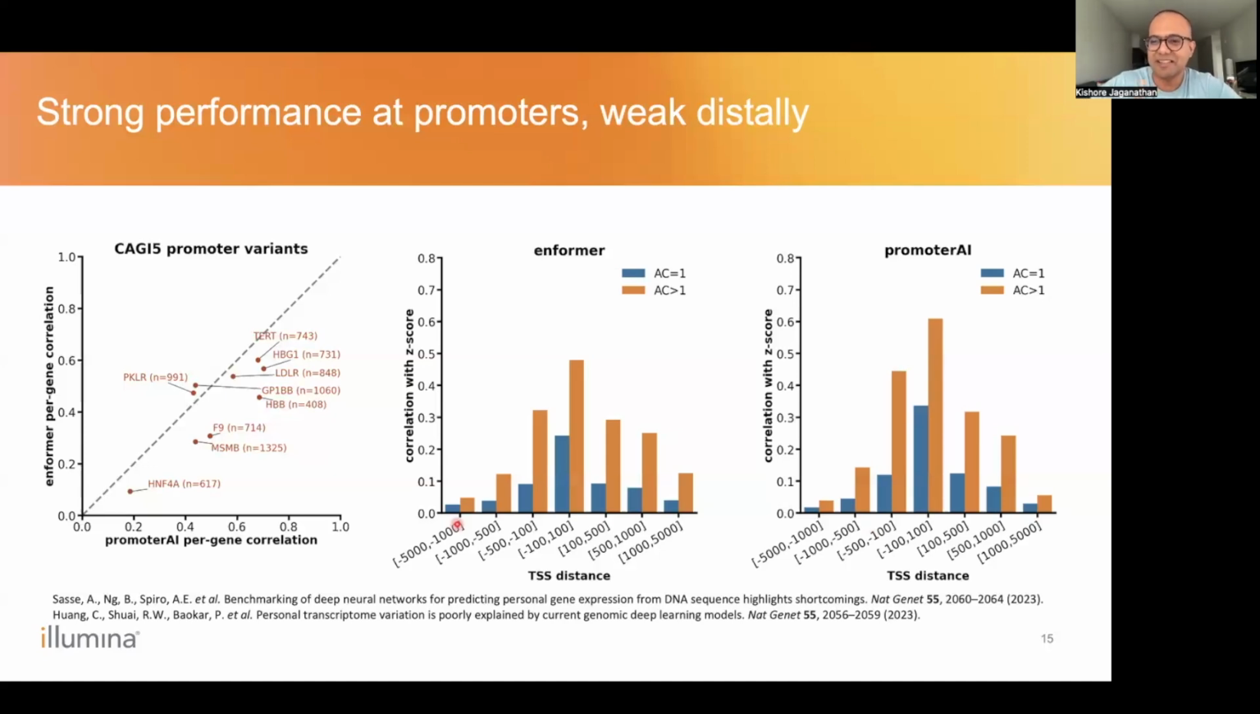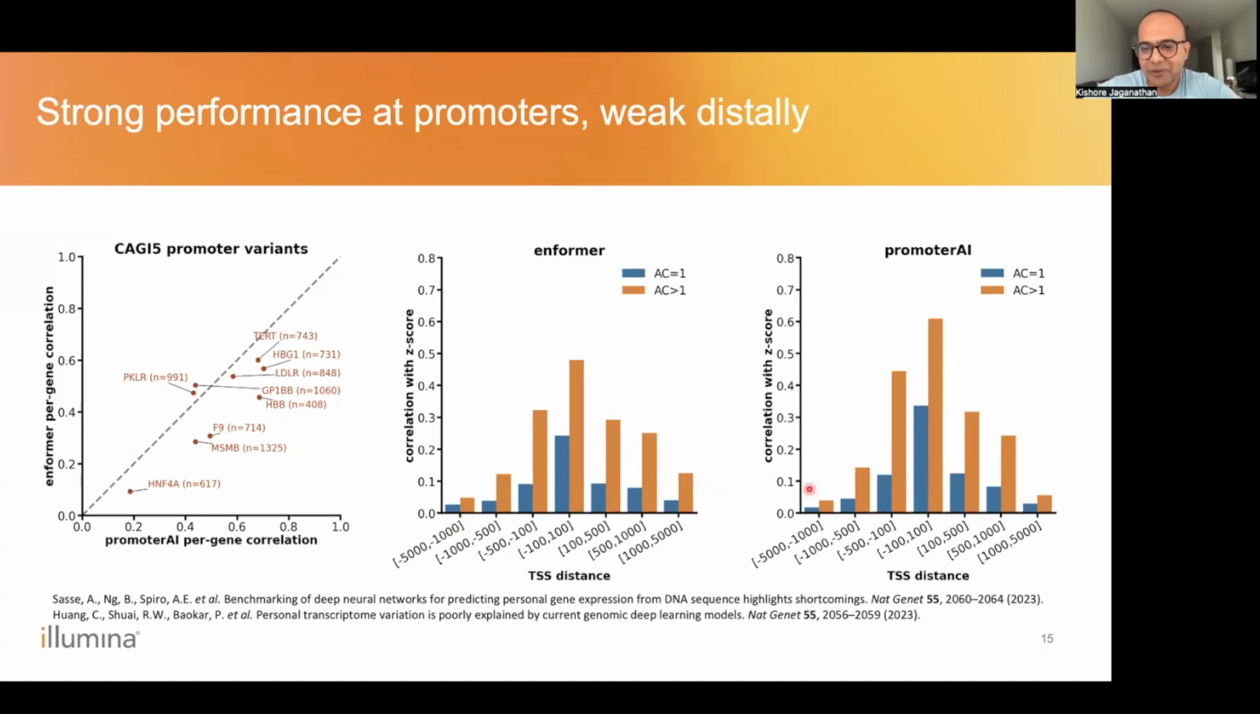So when you try to do personal genome prediction, if you use these models to annotate 100 KB worth of variants, most of the variants, the scores assigned by these models are not reliable. So as long as you stick to within the promoters, these models have very high utility.